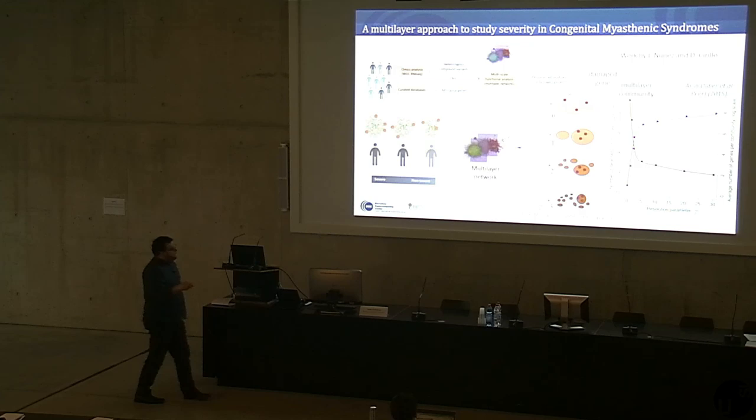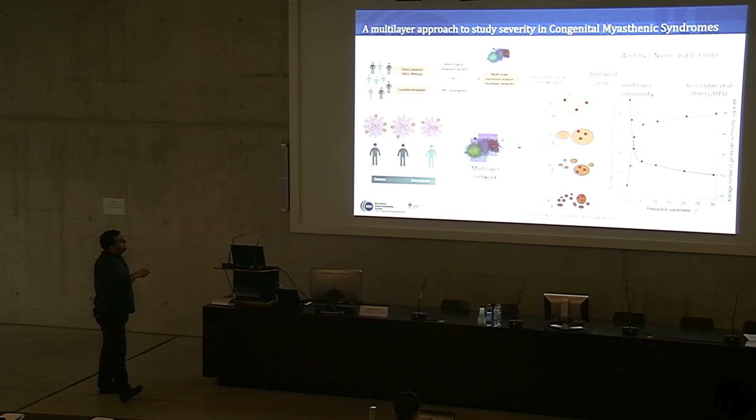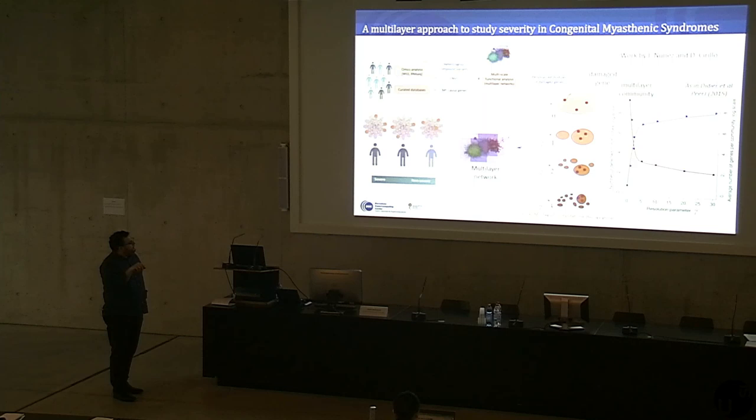Davide Cirillo, a postdoc at Alfonso's lab, and his student Iker tried to apply this multi-layer analysis to congenital myasthenic syndrome. Basically, what you need to know is that in this syndrome you have different levels of severity, and this greatly affects how the patient develops. They combined omics analysis, different DNA analysis I think in this case, and then created databases of causality of genes, genes that are known to be causal of this syndrome. They applied this multi-scale functional analysis to find modules of damaged genes. I mean, if you find a community that is typical of severe patients and not typical of non-severe patients.